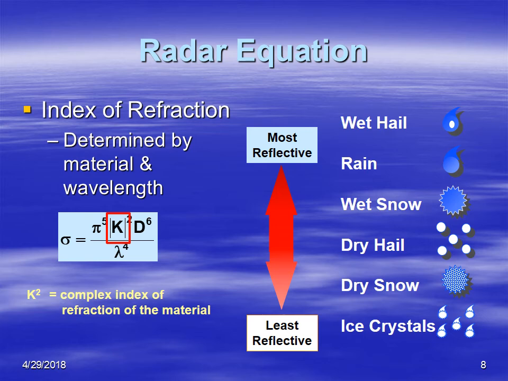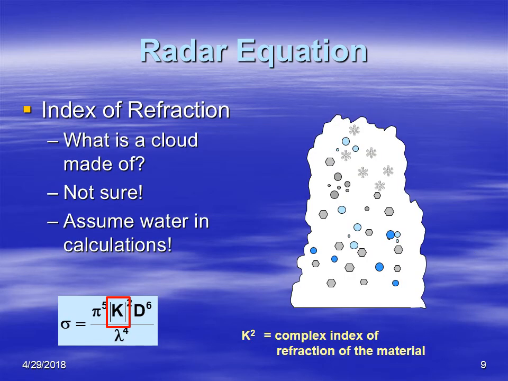It depends upon what the droplet or the hailstone is made of. Is it made of ice? Is it made of water? Is it water on the outside and ice in the center? So that also is kind of complicated. But we simplify that by assuming that everything is water. We're going to assume everything is water in our calculations because we're not sure what it's made of, and we'll just get a ballpark figure of what the reflectivity is. So we've gotten to the end of our radar equation. One more step, and that's to combine everything, and then we'll look at the radar reflectivity and the power returned.